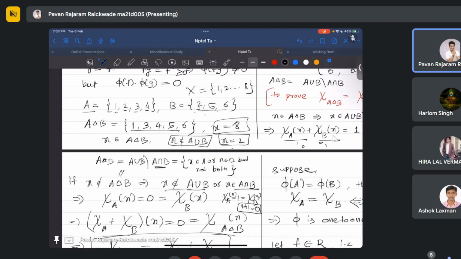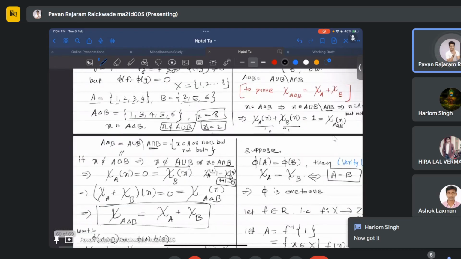These are the only two cases, right? x can be either in the intersection or not in the union. These are the two cases. It's not like one implies the other. These two cases are not mutually exclusive, but these are the only cases you will get. Do you understand? Yeah, okay, good. Thank you.